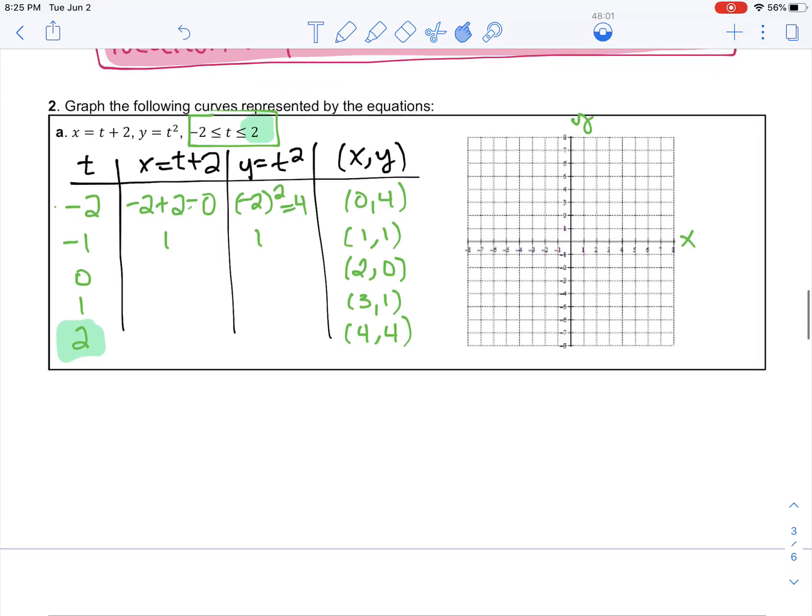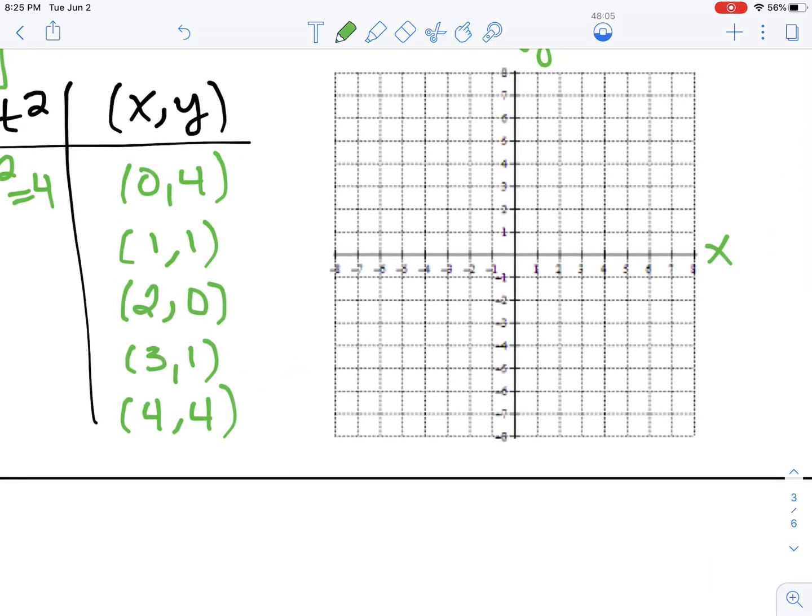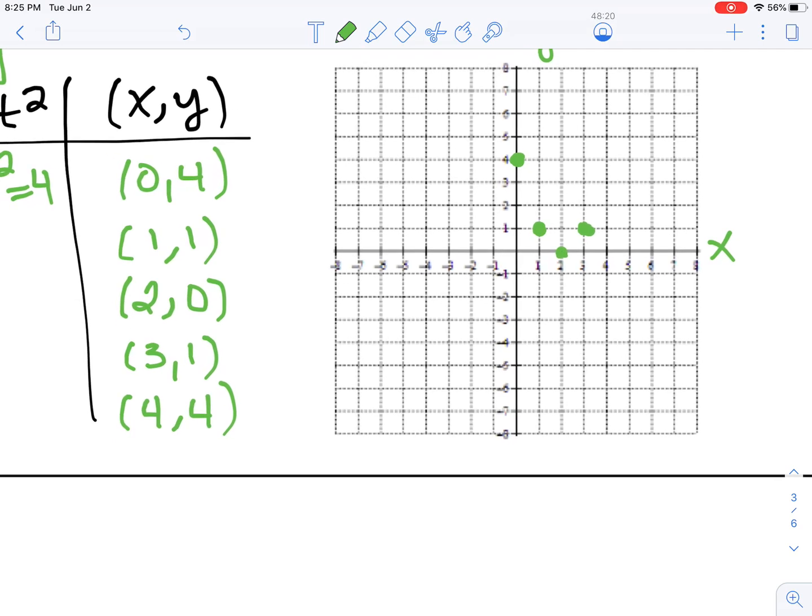The first point that we're going to plot is 0, 4. So x is 0, y is 4. Our next point is 1, 1. Our next point, 2, 0, followed by 3, 1, and 4, 4.